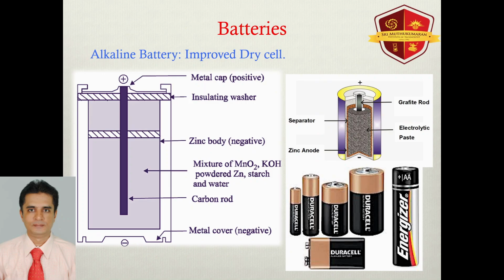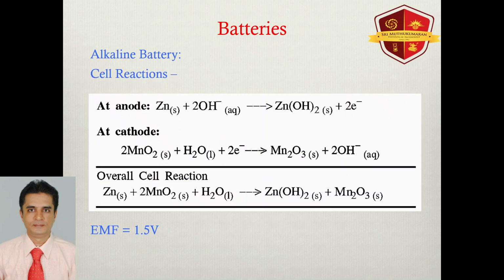Alkaline batteries. There are different types of alkaline batteries, in which we have a metal cap, insulator, zinc body, a mixture of manganese oxide, potassium hydroxide powder, zinc, starch and water, and a carbon rod, covered by a metal cover. In the alkaline battery, the cell reaction at the anode is oxidation of zinc, and at the cathode manganese dioxide is reduced. The electromotive force obtained is 1.5 volt.